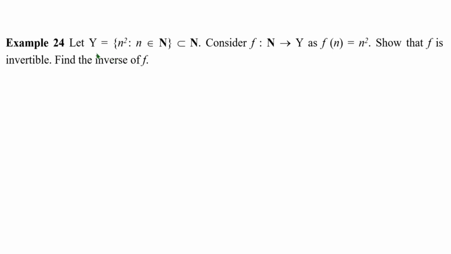So it is given Y is equal to the set of all n squares such that n belongs to N, and f is a function from N to Y defined as f of n is equal to n square. We have to show that f is invertible and we have to find the inverse of f. So let y belongs to Y and y equal to n square where n belongs to N. So if y is equal to n square, then n is equal to root y.